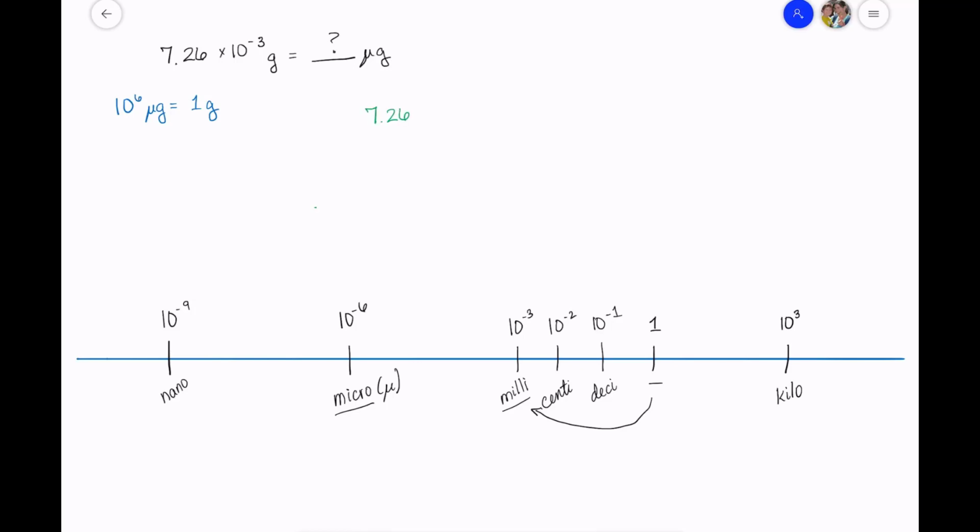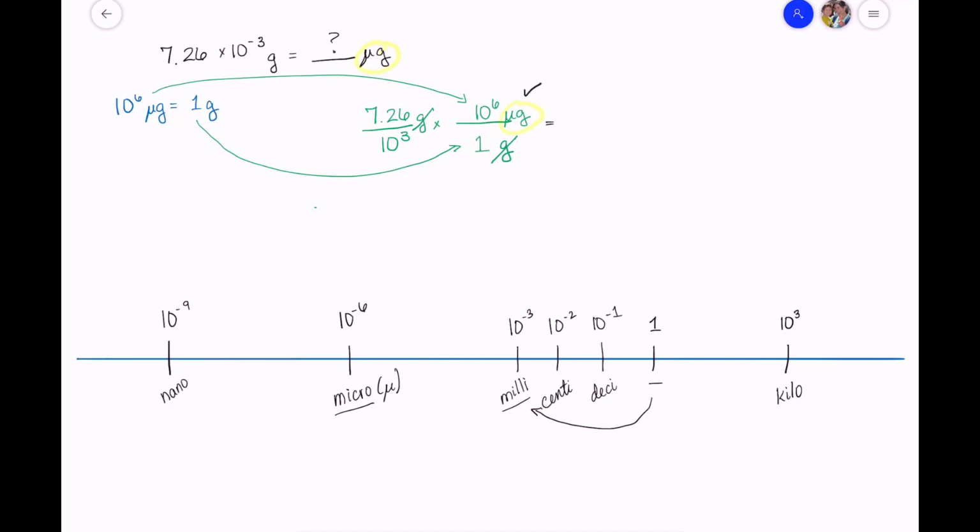So I'm going to write 7.26, but I'm actually going to put 10 to the third on the denominator rather than 10 to the minus third on the numerator. Multiplication sign, line, grams goes at the bottom. And of course, this allows me to put 1 gram at the bottom and 10 to the 6 micrograms at the top. Grams are going to cancel out. I have micrograms, so I'm where I want to be. And that means I'm done with my problem.